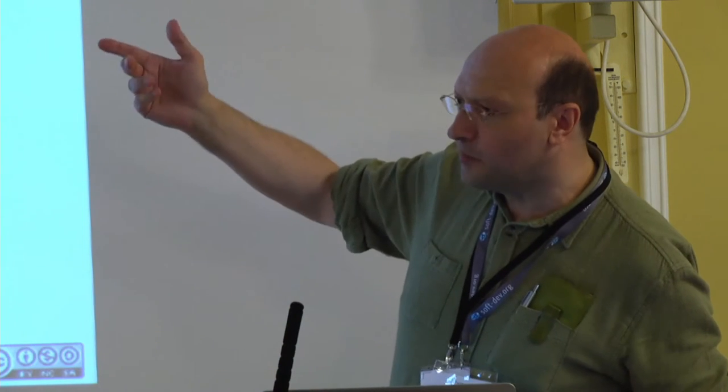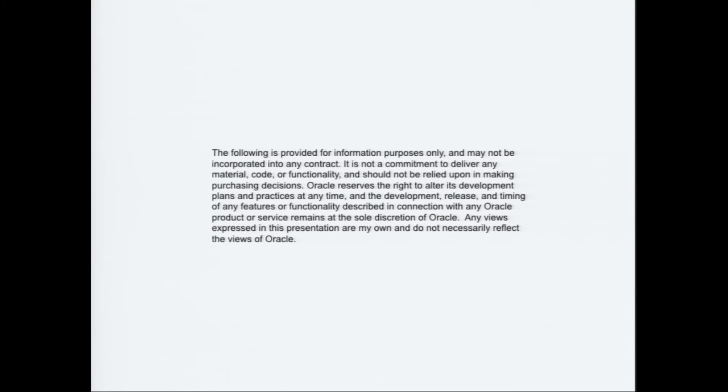But I was inspired by the posters, kind of Victorian posters for carnivals, with extravagant claims. So, standard Oracle boilerplate: if anybody makes a purchasing decision based on this talk, you need your head examining.